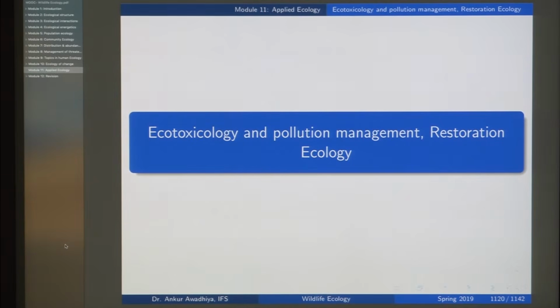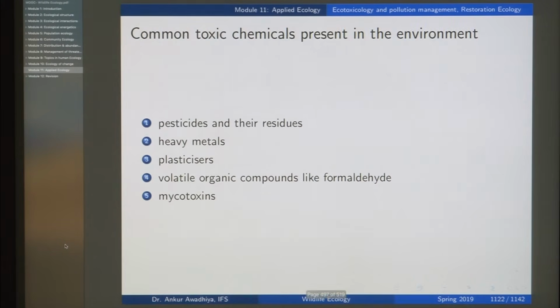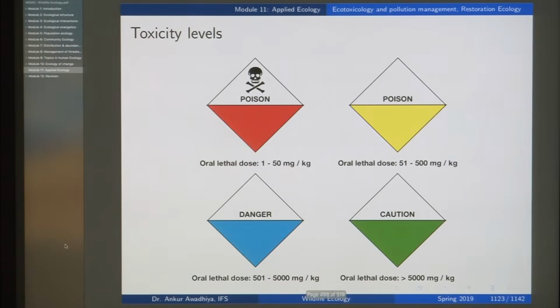Lastly, we had a look at ecotoxicology and pollution management with restoration ecology. So ecotoxicology is the study of the effects of toxic chemicals on biological organisms at the levels of population, community, ecosystem, and biosphere. And some common toxic chemicals that are considered are pesticides, their residues, heavy metals, plasticizers, volatile organic compounds like formaldehyde, and mycotoxins, which are the fungus derived toxins like aflatoxin.